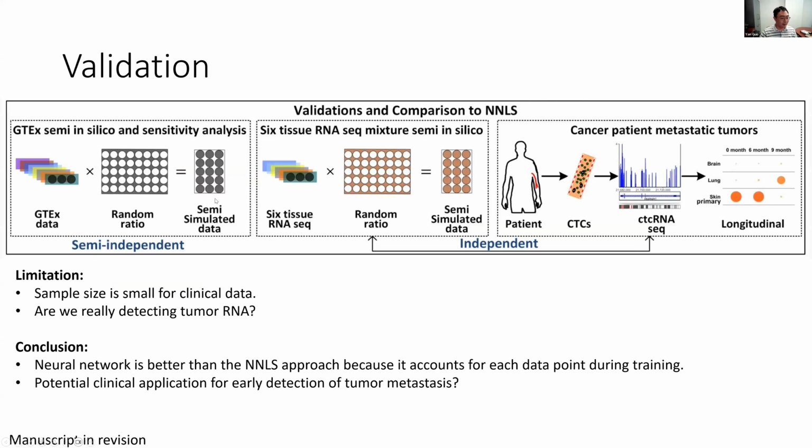We conducted several independent validations. The first independent validation is from GTEx. GTEx is from donors, right? A donor died in an accident, and their tissues get harvested for sequencing of RNA and DNA. Usually one donor can donate maybe 30 to 40 different tissue types. In GTEx, there may be around 400 to 500 donors, and then there are thousands of different tissue samples. So what we did is we made a semi-in silico data set.